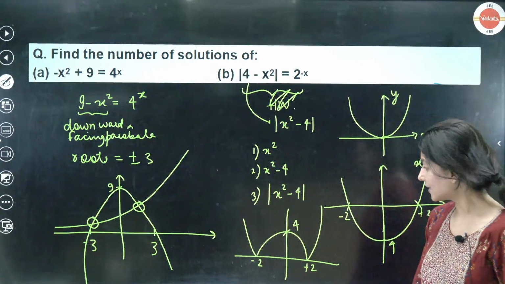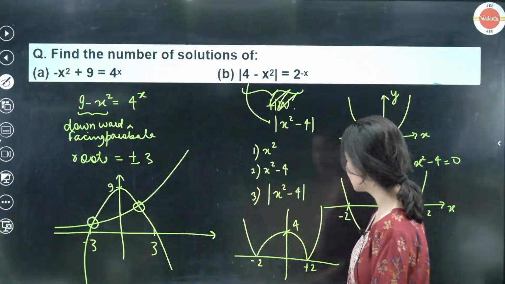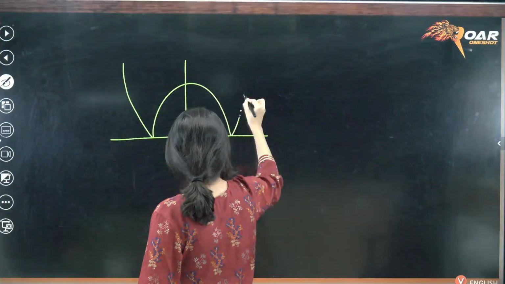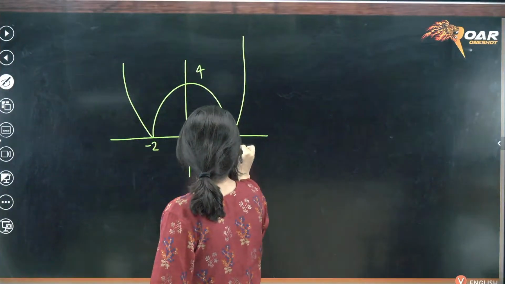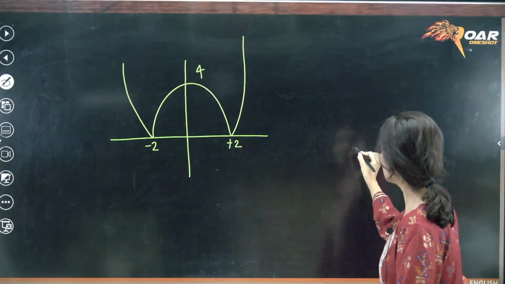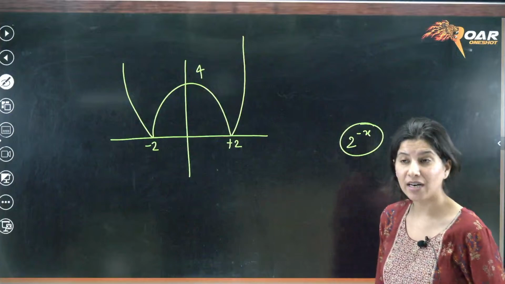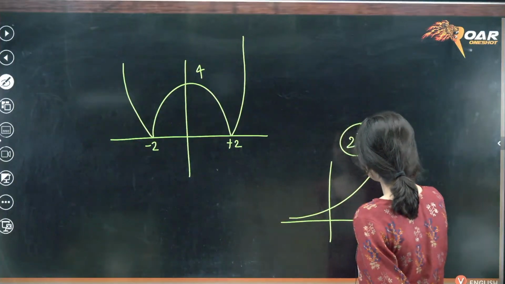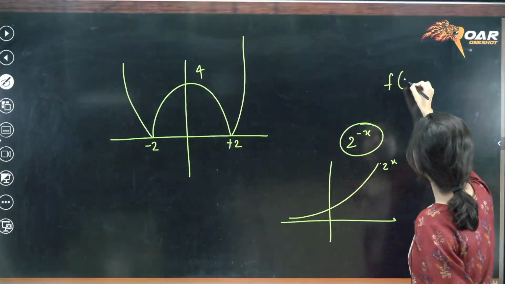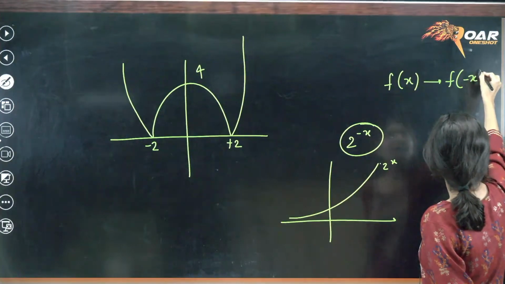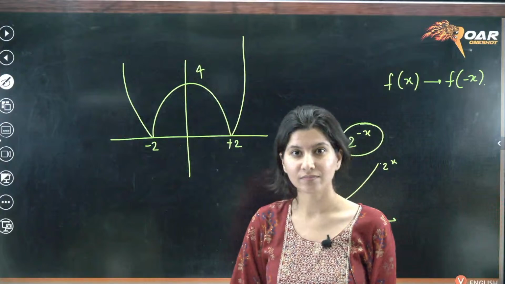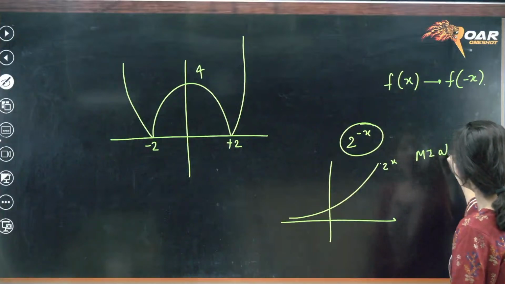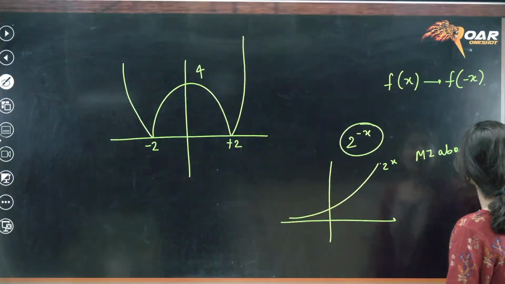Now 2 raised to power minus x. So now you remember this graph. I'll just plot the graph one more time. Now 2 raised to power minus x is what you need to plot. So 2 raised to power x will look like this. Now f of x shifting to f of minus x, so what we need to do is mirror image about the y-axis, my dear students.